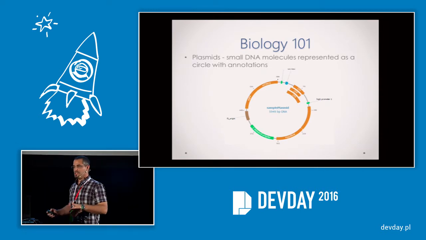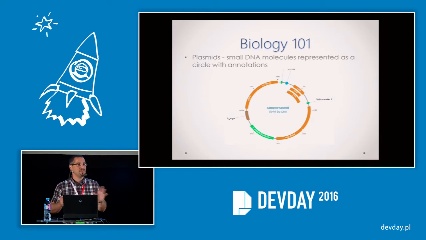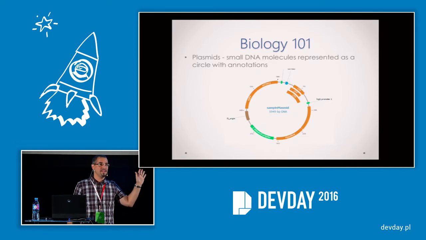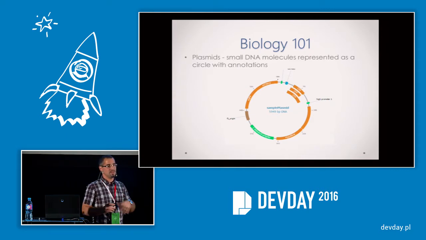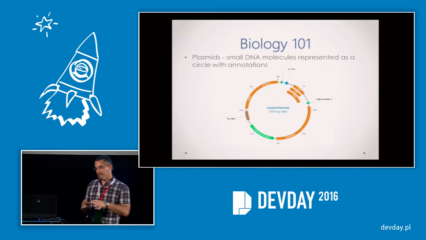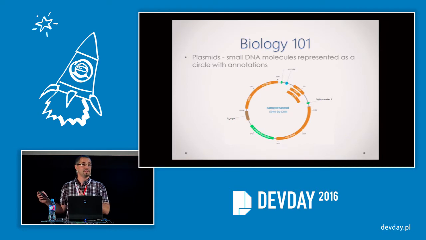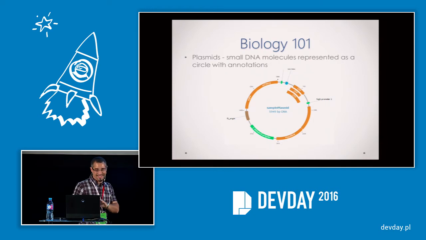A plasmid is just a representation of molecules as a circle with annotations. Think about this circle as a germ, okay? A big germ that has a lot of features in it. And we annotate those features using things like the circles here, which are called annotations. This is one thing that you need to know about before we drill down into the demo itself.